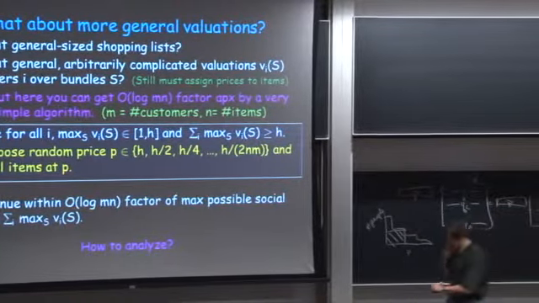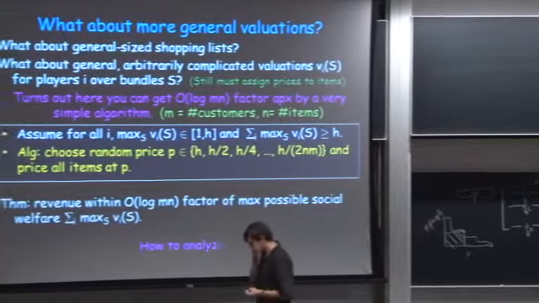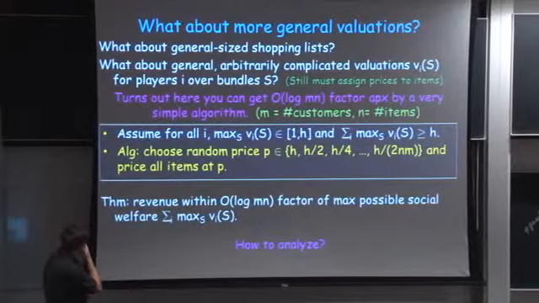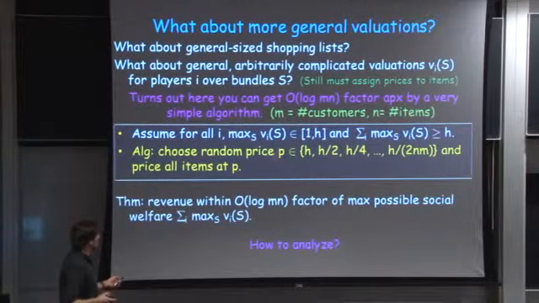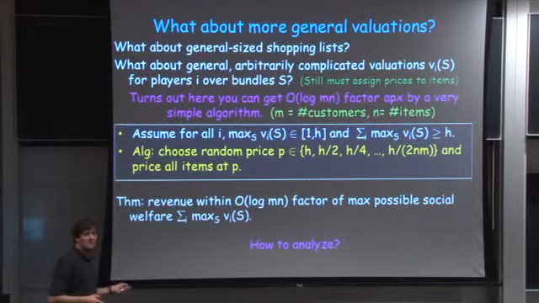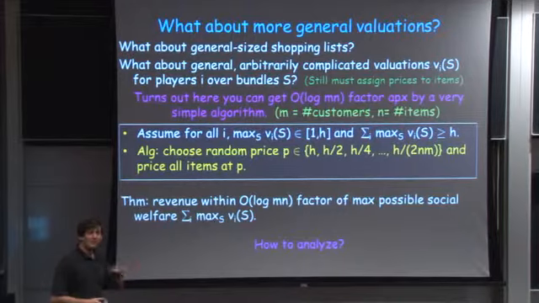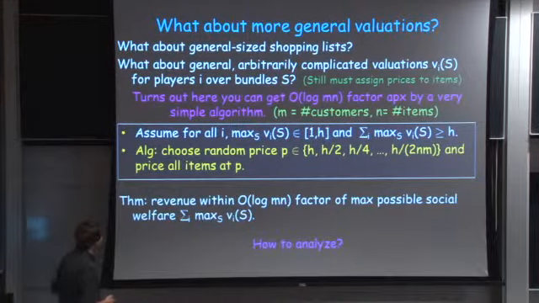So how to analyze this? Okay, first of all, does everyone know, okay, does the algorithm make sense? Simple algorithm, pick a random price. It's like the dollar store, except rather than charging everything $1, we pick a random number and charge everything that. Okay?